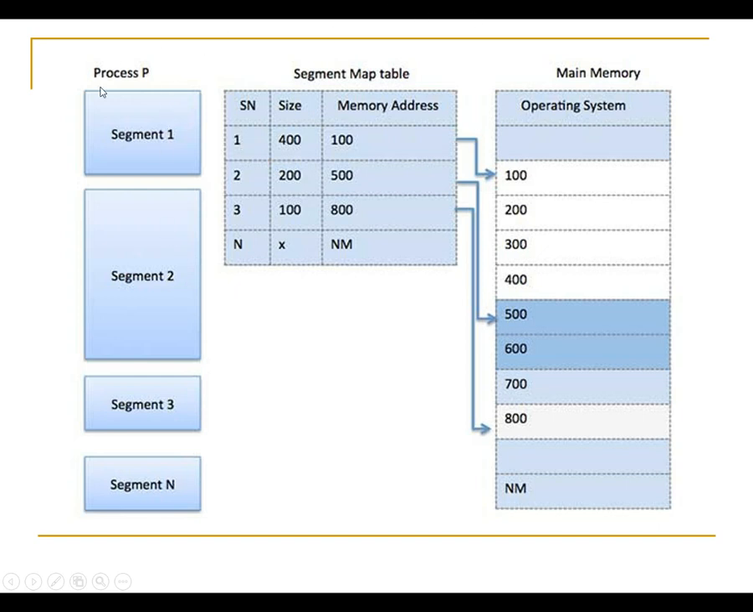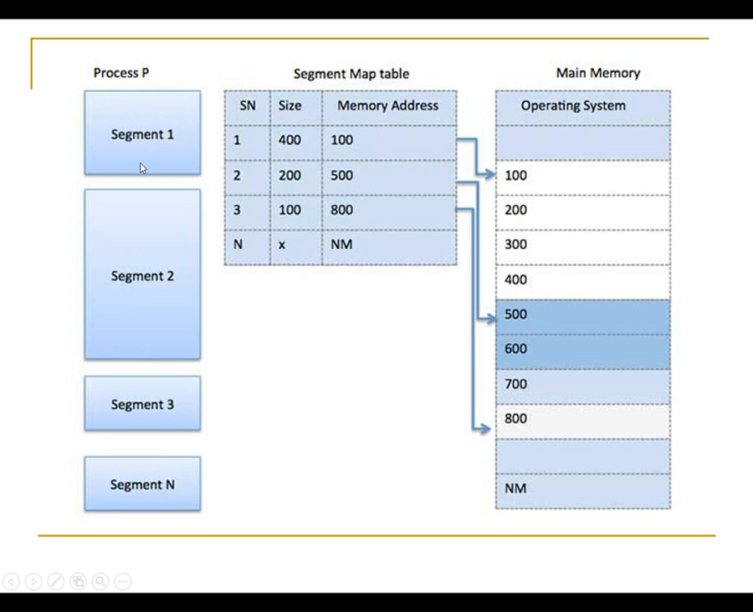Now, before allocating all these segments into the main memory, let me repeat, before allocating all these segments into the main memory, in between these two, one table is maintained by the operating system that is called the segment map table, which we have just discussed. This table contains mainly two things. Serial number is common. Apart from serial number, first is the size and second is the memory address.